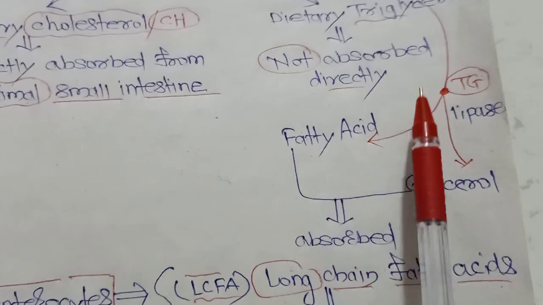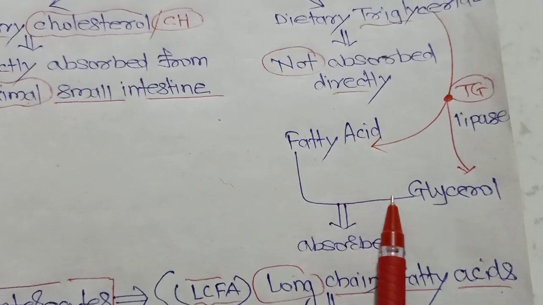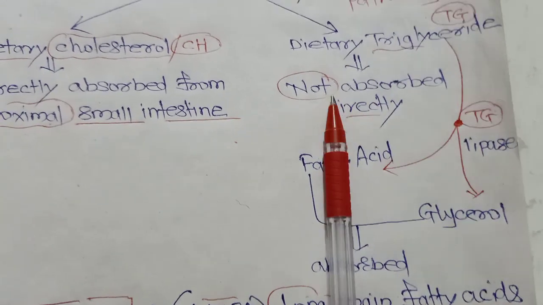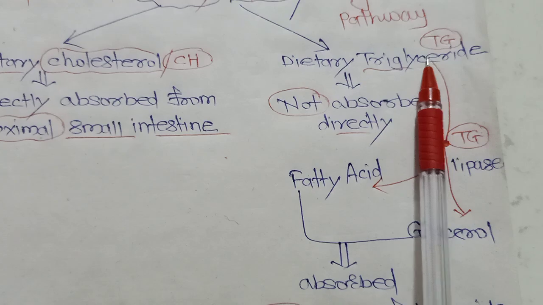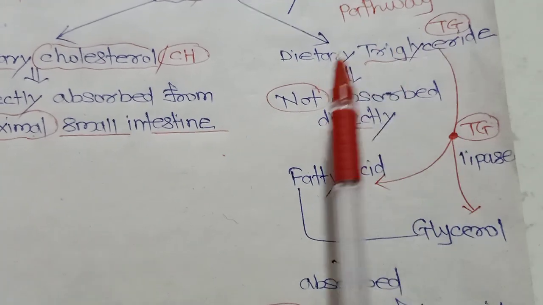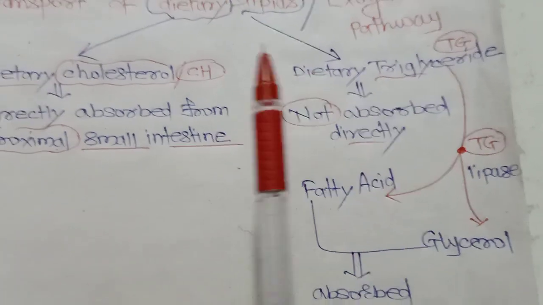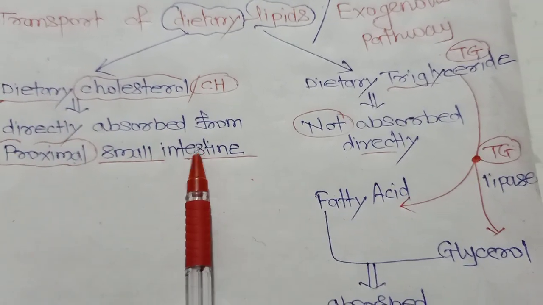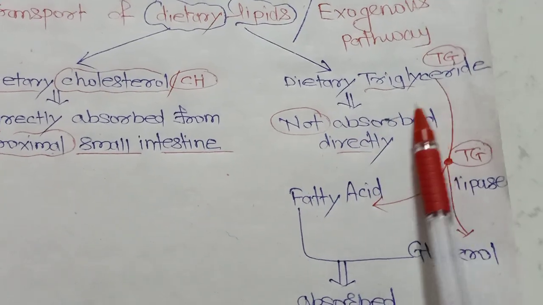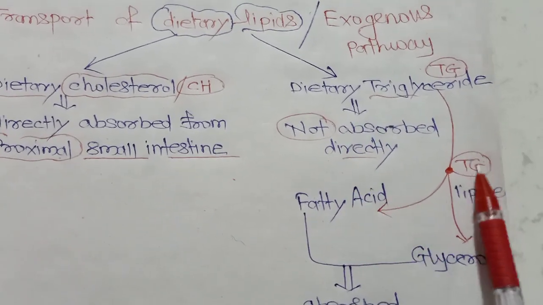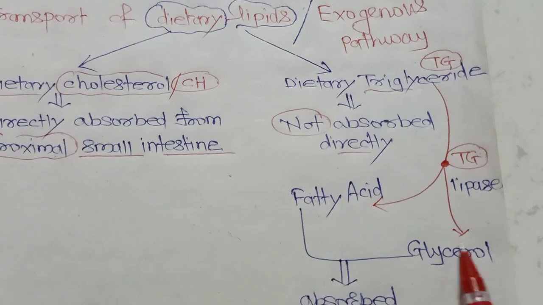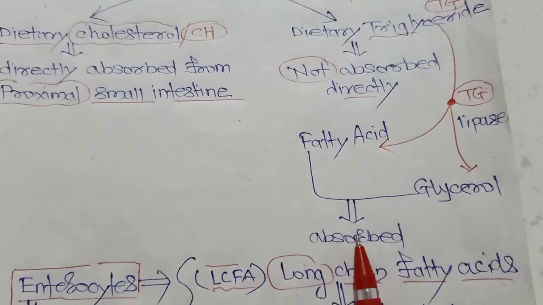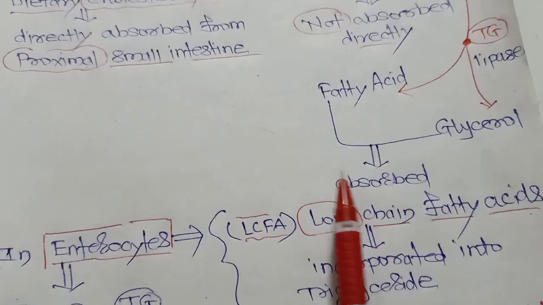They are first hydrolyzed into fatty acid and glycerol with the help of the enzyme lipases. What happens to the dietary triglyceride? It is not absorbed directly, unlike dietary cholesterol. They are first converted into fatty acid and glycerol with the help of lipases, and then they get absorbed in the systemic circulation.